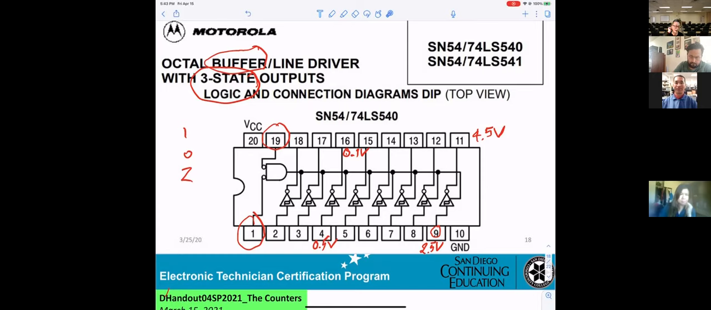Okay, on this buffer here, I'm talking about the 541 that you will get into your lab. The 541 has 8 inputs: 1, 2, 3, 4, 5, 6, 7, 8. And you get eight outputs. That means every time you get eight bits, eight in, eight out. And everything is controlled by pin 1 and pin 19.